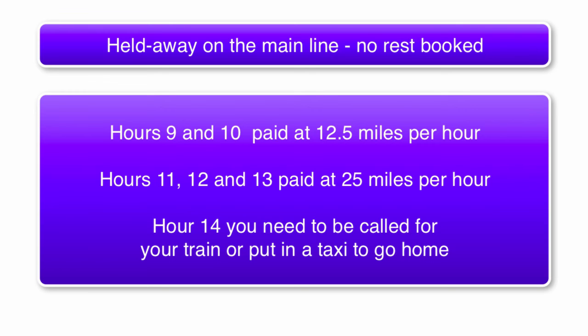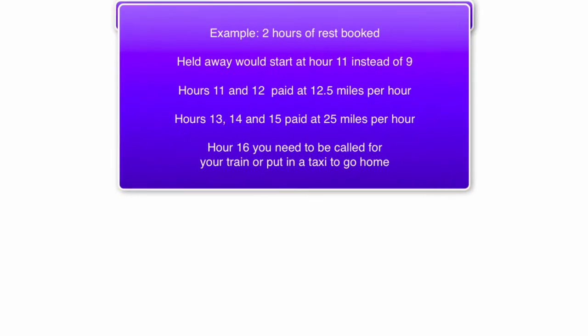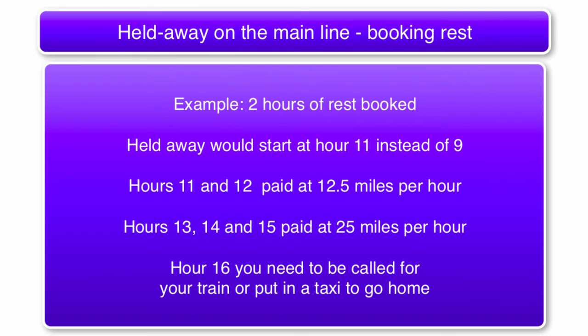Now let's take a look at what happens when you book rest on the main line. We're going to be adding extra time into the amount of time you're away from home. Example 2 here, we have 2 hours of rest we're booking. Well, your held away now does not begin until the 11th hour. So hours 11 and 12 will be paid at 12.5 miles per hour. Hours 13, 14, and 15 will be paid at 25 miles per hour. So that means now you can be held at your away from home terminal for up to 16 hours. On your 16th hour, you need to be called for your train or put in a taxi to go home.